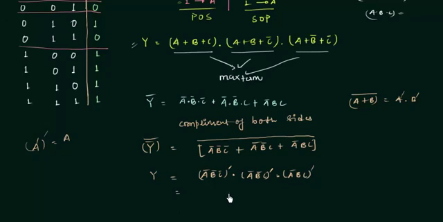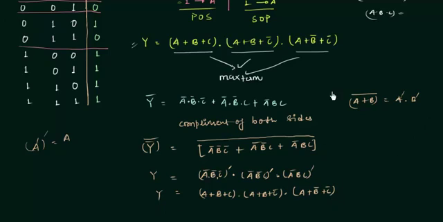Again, we have to use De Morgan's law for these three min terms, and we have a, this AND will change to OR, b, this AND will change to OR, c. Okay, and in the same way we have a or b or c complement, and a or b complement or c complement. This is the y.